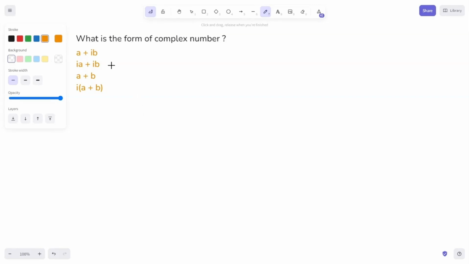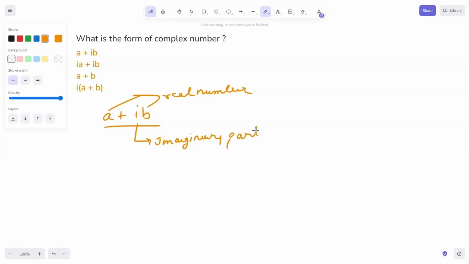So as you can see, our question is, what is the form of a complex number? A plus iB, iA plus iB, A plus B, or i(A plus B)? Okay. So complex numbers are always written in the form of A plus iB. This is the rule, where A and B are real numbers, and i is the imaginary part here. So the correct option is 1, A plus iB.